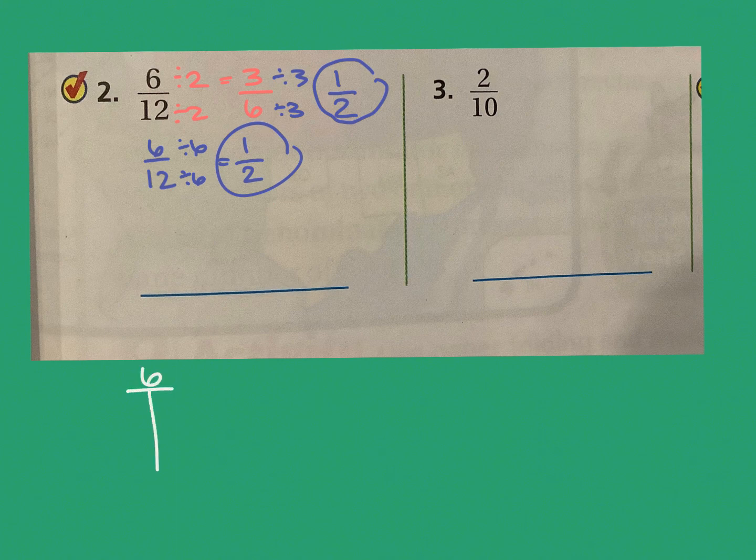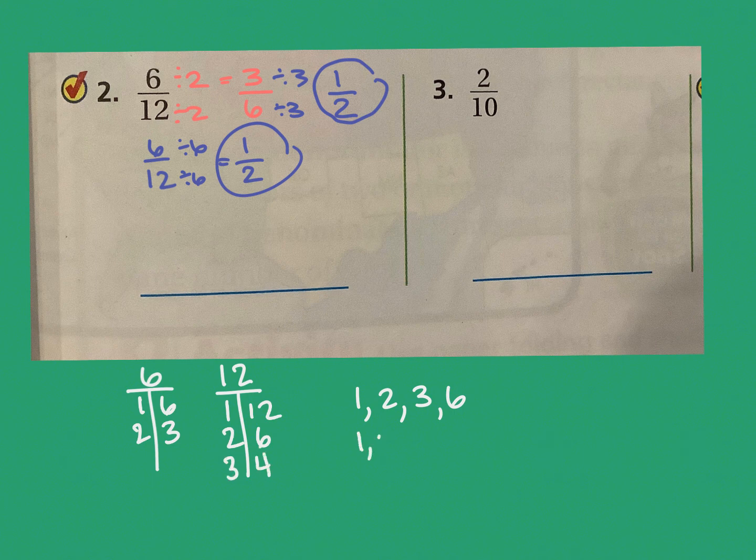Let's get the factors of 6 and the factors of 12 and compare them. To build 6, we need a 1 times 6 or a 2 times 3 will work. So the factors are 1, 2, 3, 6. And for 12, a 1 times 12 will work. 2 times 6 will work. 3 times 4 will work. 3 times 4 is 12. So 1, 2, 3, 4, 6, and 12.